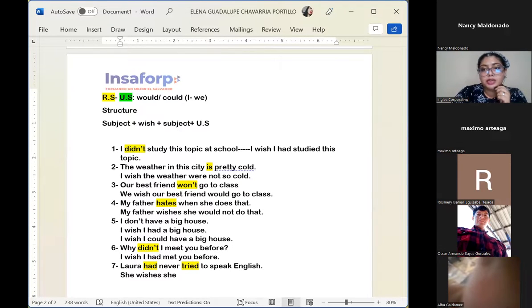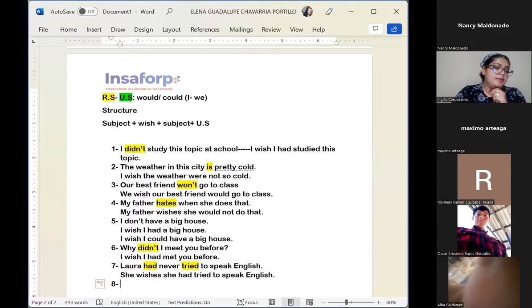In that case, we're going to write again, had tried. Vamos a tener otra vez el mismo. Had tried to speak English. En este caso estamos repitiendo casi la misma estructura porque estamos siguiendo el mismo tense. And we have the number 8, the last one of these examples, and the last one of this explanation.